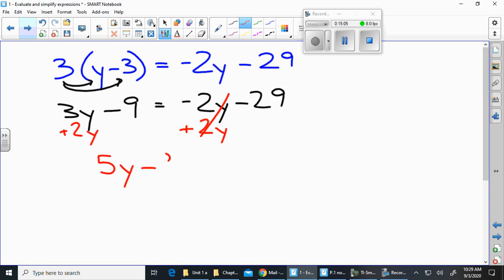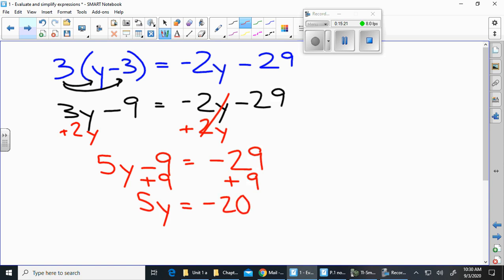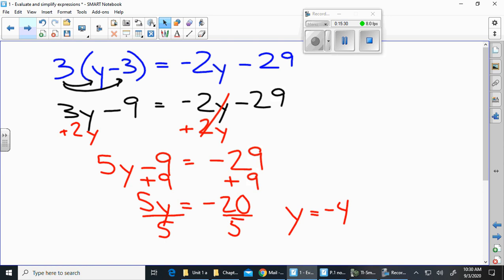Now I have 5y minus 9. Be careful here. You're left with a negative 29. Now add 9. 5y equals negative 29 plus 9 is negative 20. Divide by 5. Y equals negative 4. I could go back, check it, make sure it's right.